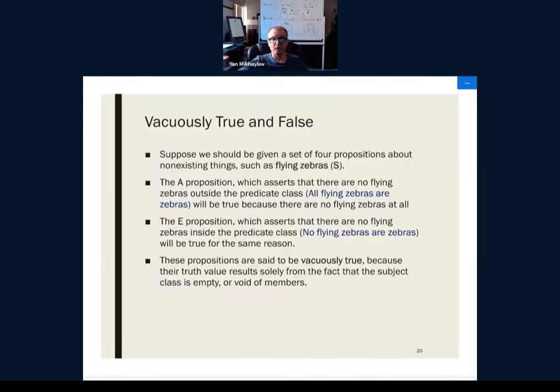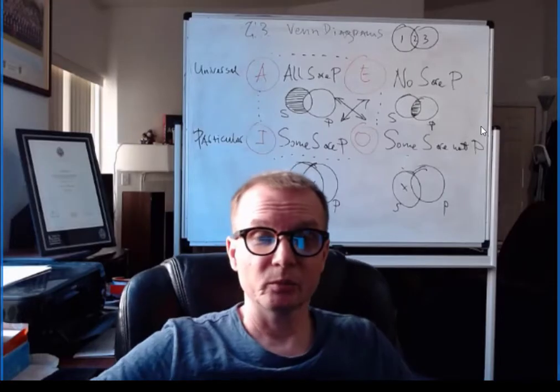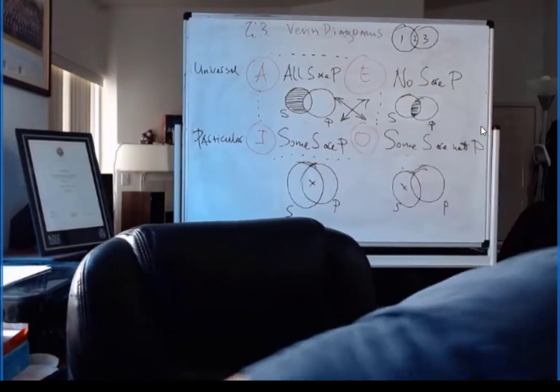Vacuously true and false. What does that mean? Well, that actually explains why we have this situation, and it also helps us understand a little bit more about existential import. They give an example with zebras. Let's first try this example, and let's go back to this drawing.